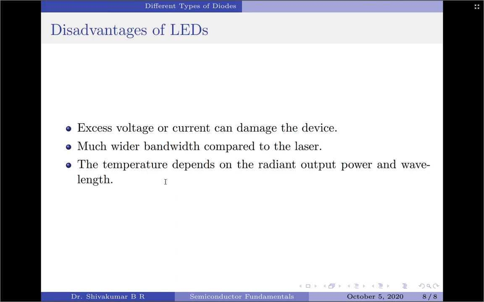Well, we have now come to the end of this session. To summarize, we have discussed in this session a brief introduction, working principle, VI characteristics, and LED combinations for generating different color lights as well.